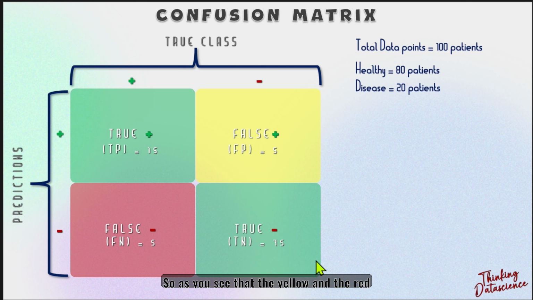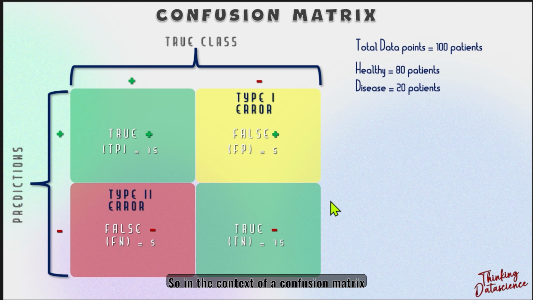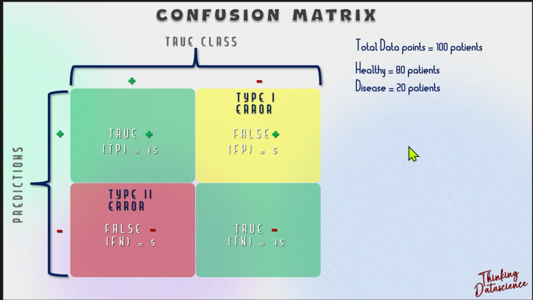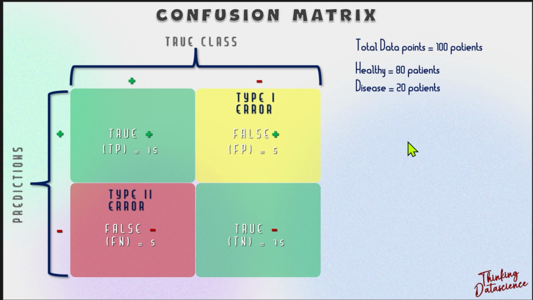So as you see, the yellow and the red box have predicted incorrectly, so there is an error in prediction. So let us name these boxes as type 1 and type 2 errors. So first let us talk about type 1 error. So in the context of a confusion matrix, type 1 error refers to the situation when the model predicts a positive outcome, but the actual outcome is negative. So this is also called false positive. For example, if the model predicts that a patient has disease, but in reality the patient does not have disease, so this is type 1 error.